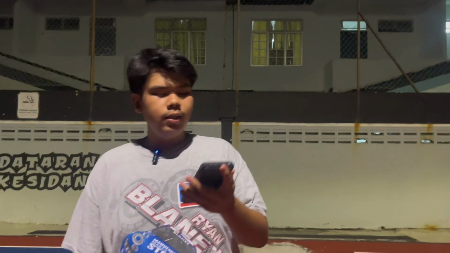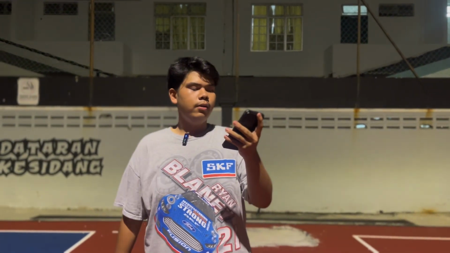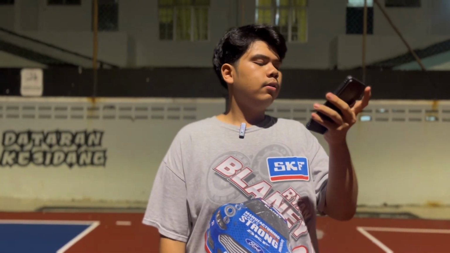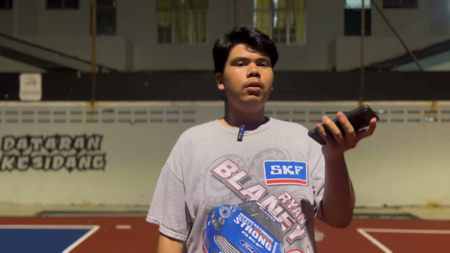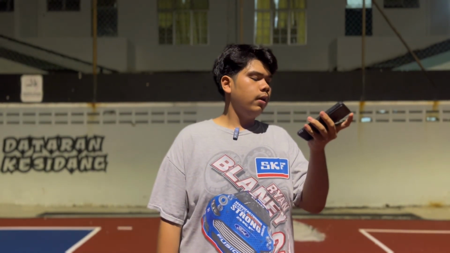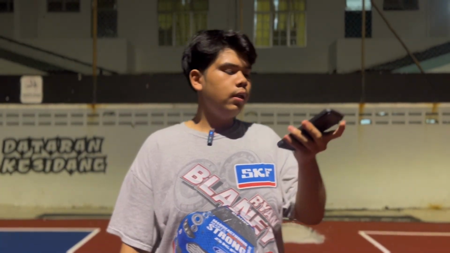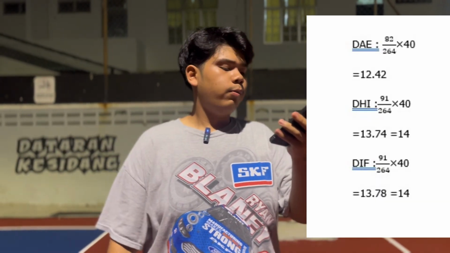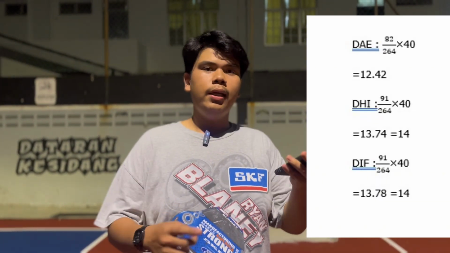So for the next one, for the calculation of stratified sampling, we take the total of each subgroup, divide it by the total population, and multiply by the total sample that we want. After the calculation, we got a total of 14 students from the DHI and DIF programs and 12 students from the DAE program.